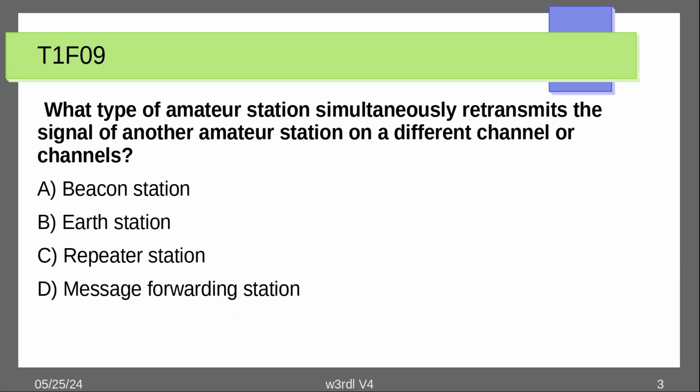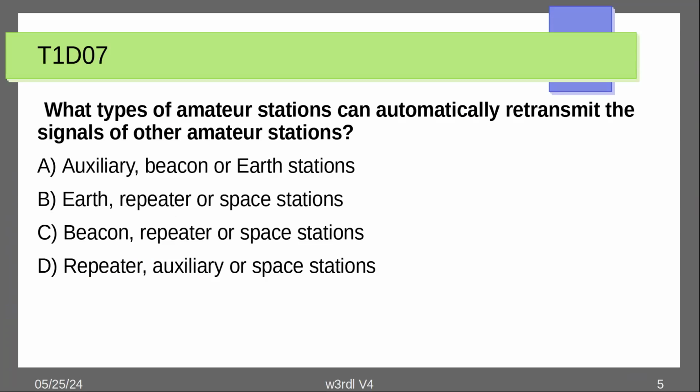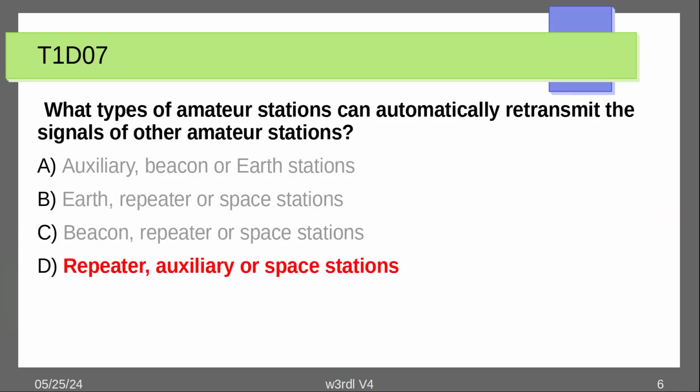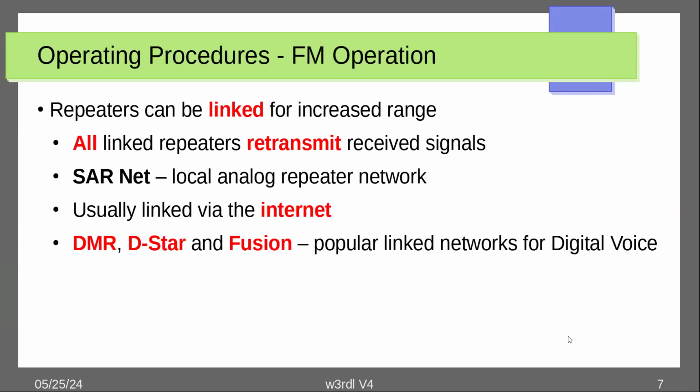So, first question of the day. What type of amateur station simultaneously transmits the signal of another amateur station on a different channel or channels? What types of amateur stations can automatically retransmit the signals of other stations? Delta.